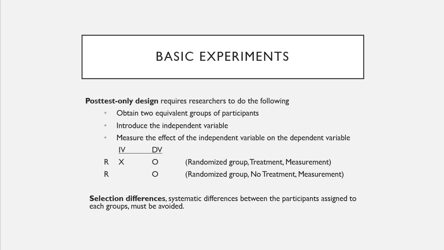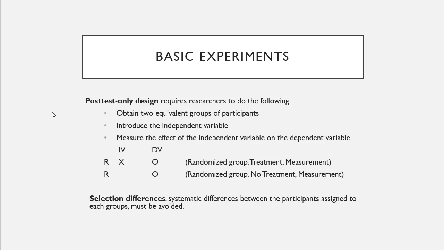Let's take a look at a very basic experimental design. And here you'll see something that's relatively familiar, even if you haven't seen it put this way. This is called a post-test only design. And a post-test only design is when we have two groups. One group gets a treatment, the other one does not, and we test to see what the outcome of the groups are.